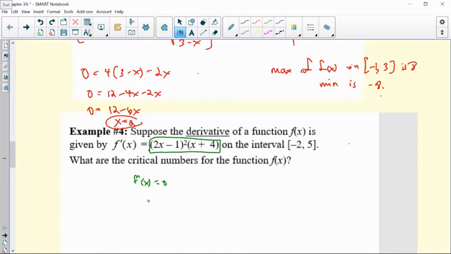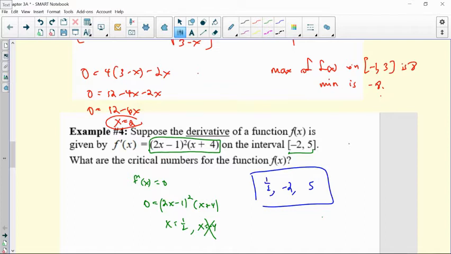So when does 0 equal 2x minus 1 squared times x plus 4? So that's when x equals 1/2. It's when x equals -4. And then I have my other two that are in the interval. And I notice that -4 fell outside, so I'm not going to include that. So my critical values would just be the 1/2 plus the two endpoints. So it's just 1/2 plus -2 and then plus the 5. That's it. Those are the critical numbers.